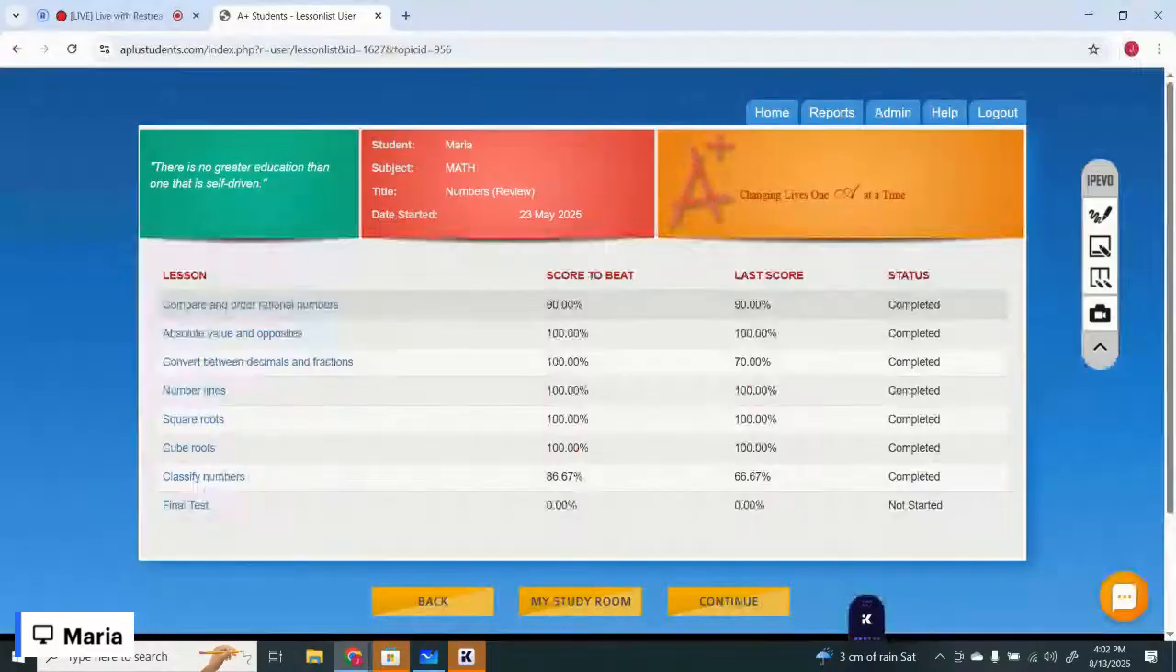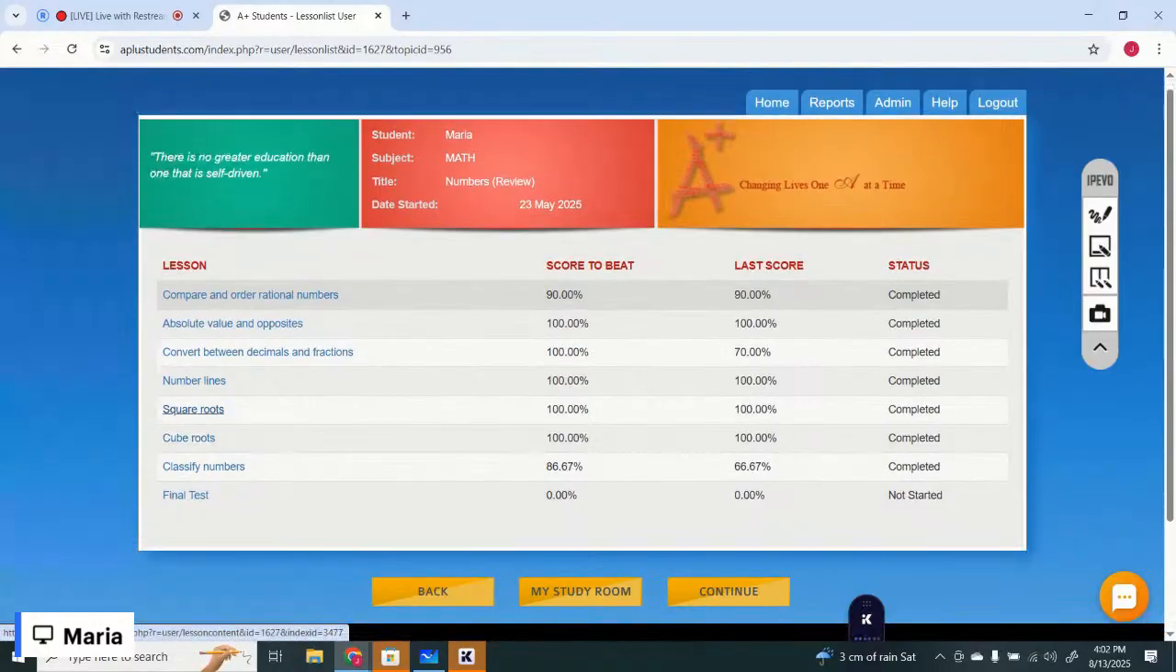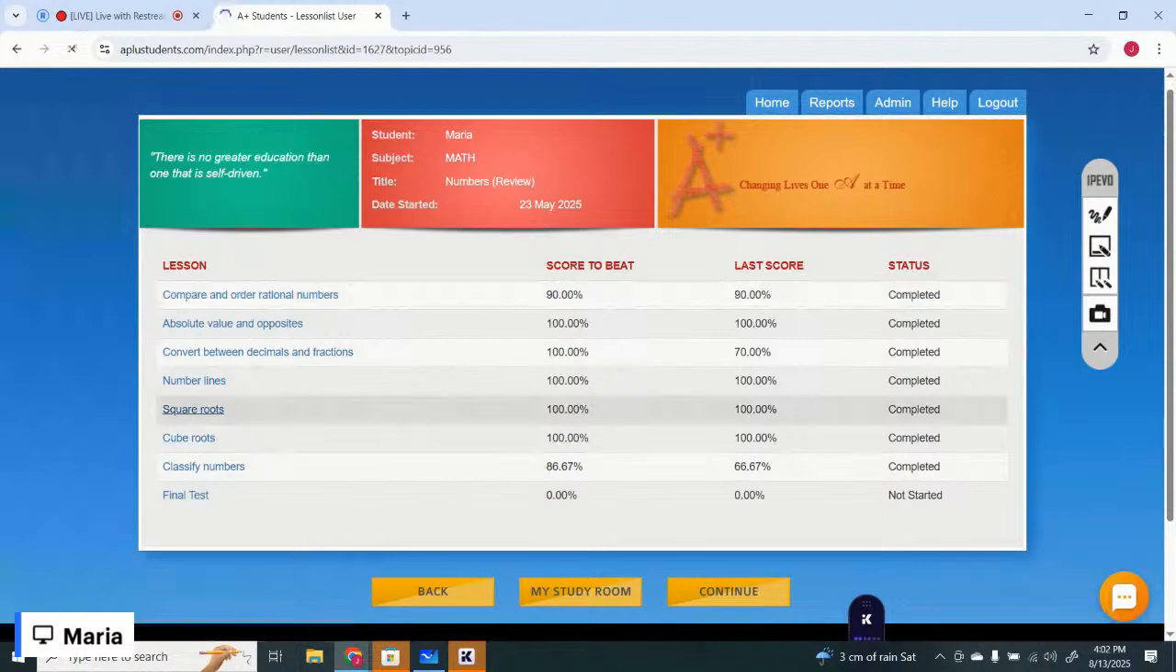Okay, here I am on grade 9. Right now is numbers. Let's just start with the lesson, that is square roots.